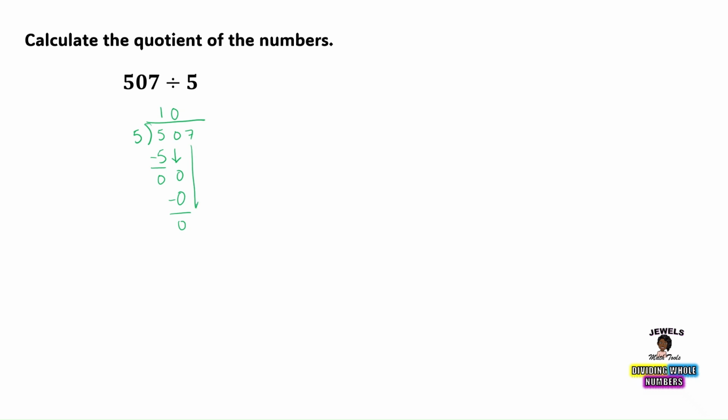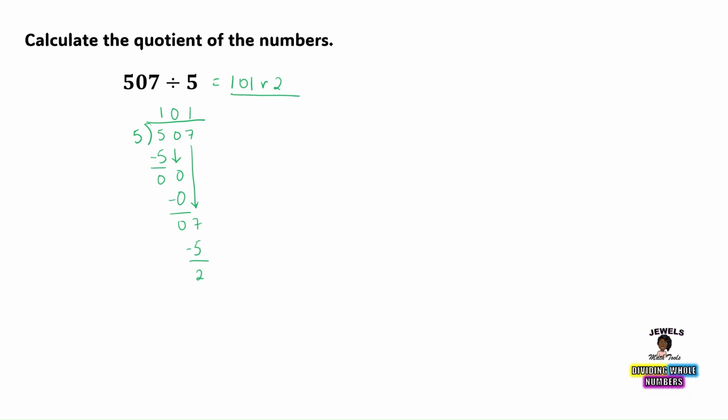We'll bring down our 7. 5 will divide into 7 once. 1 times 5 is equal to 5, and 7 minus 5 gives a difference of 2. So our quotient when 507 is divided by 5 is equal to 101, remainder 2.